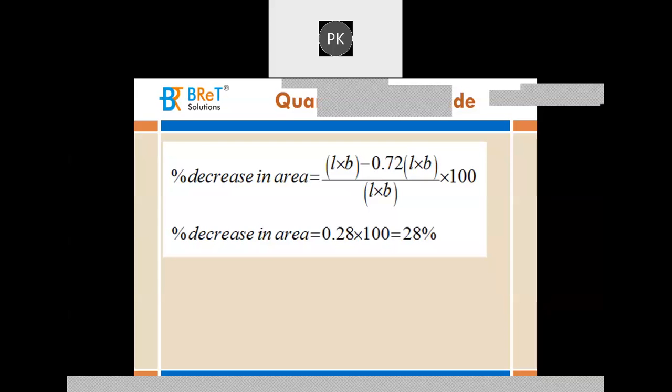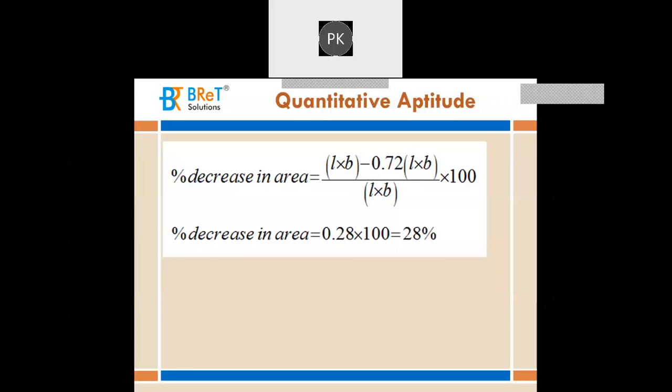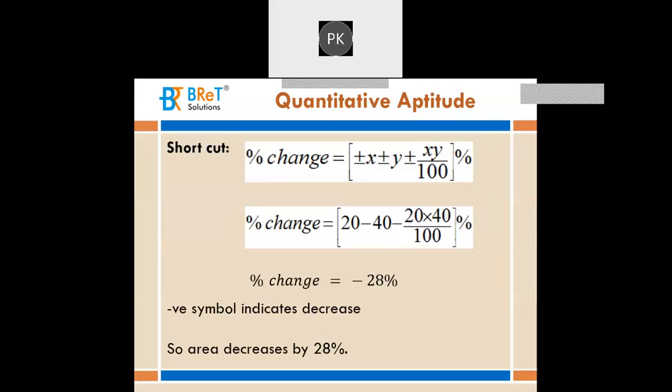Okay, Surabhi, thank you. So let us proceed. Now I'll give a shortcut formula based on this. The shortcut formula will look like this. So shortcut says percentage change. I've already used these words: percentage change, net change, percentage effect. All mean the same. Percentage increase or decrease, everything means the same. So percentage change is equal to plus or minus the first dimension, plus or minus the second dimension, plus or minus the product of the dimensions x into y divided by 100, this much percentage.